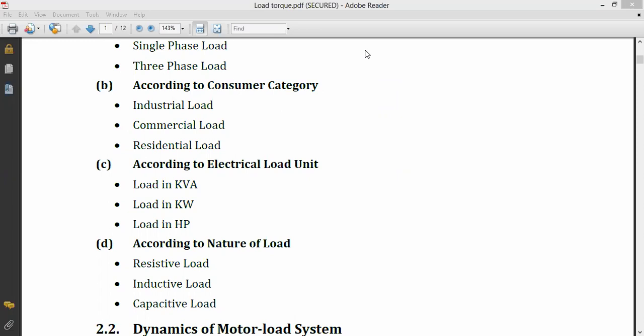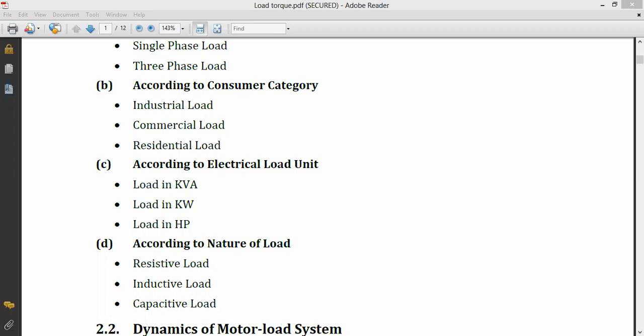So depending upon the nature of the supply, whether you have a single phase supply or a three phase supply, accordingly we can distinguish the load. That load may be a single phase load or a three phase load. So this is the first category, that according to the supply, we classify the loads into two categories: one is called single phase load, another is called three phase load.